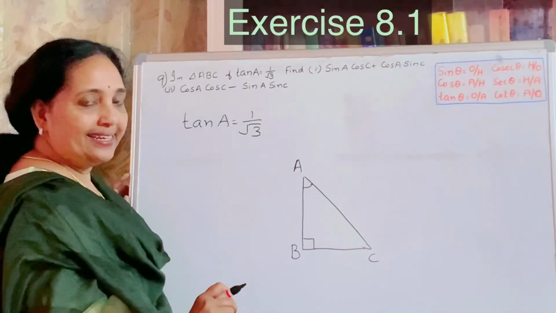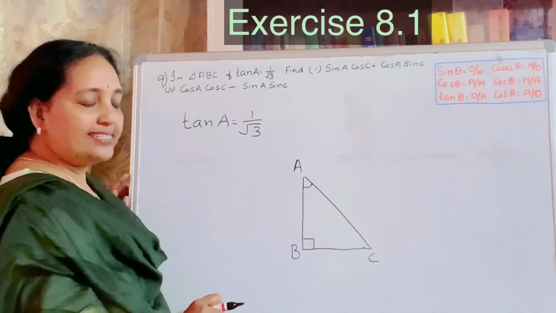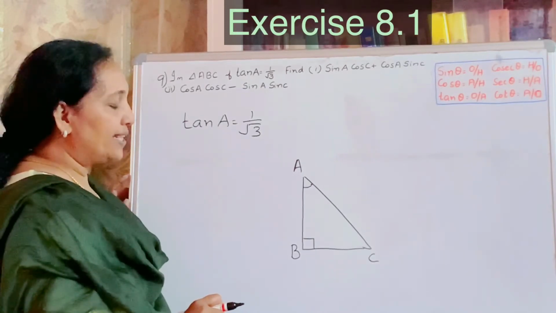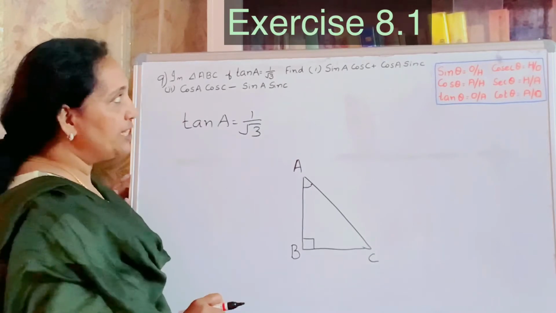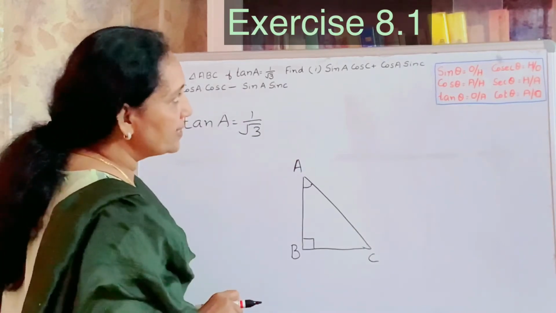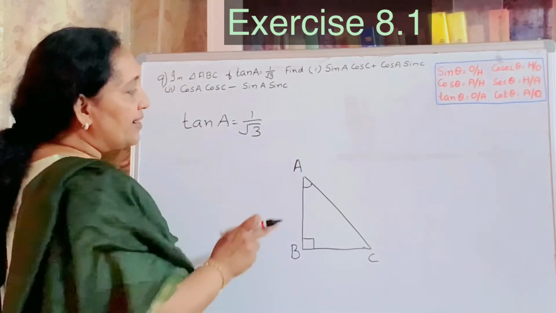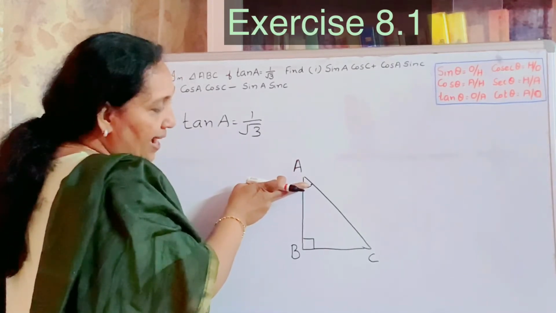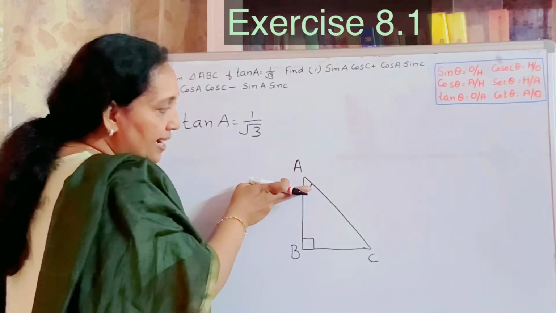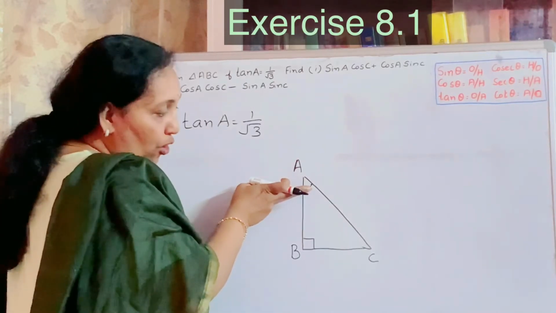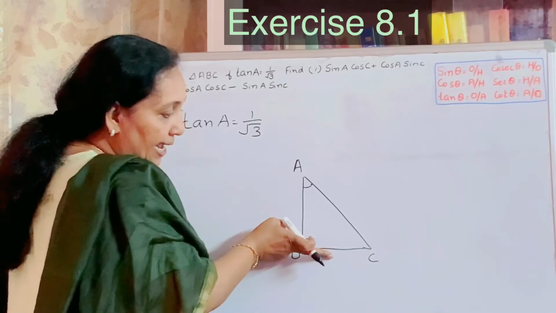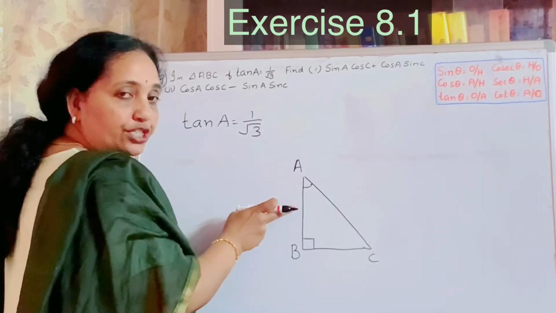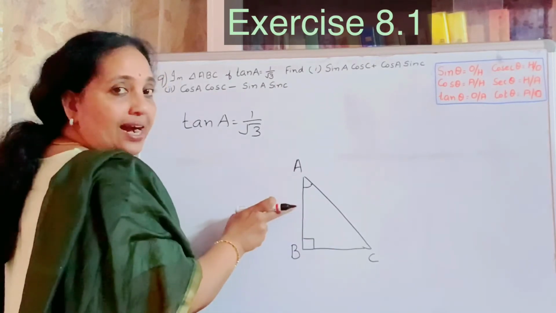Question number 9. In triangle ABC, it is right angled at B and tan A is 1 by 3, that is given to us. And we want to find sin A cos C plus cos A sin C. This is angle A. Tan angle A means tan is the opposite side of angle A divided by the adjacent side. Tan is the ratio of the opposite side to the adjacent side.